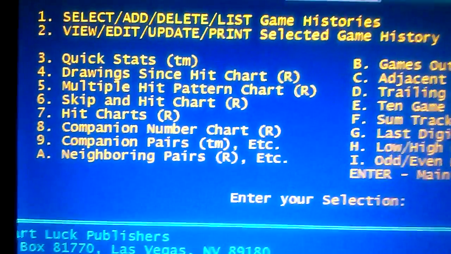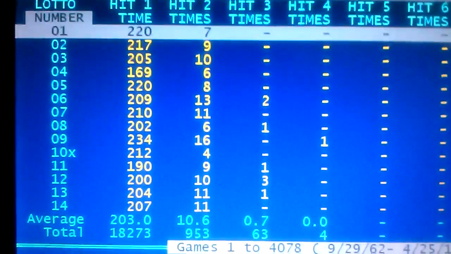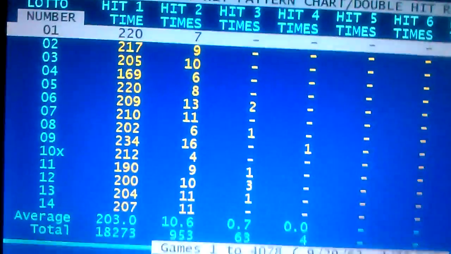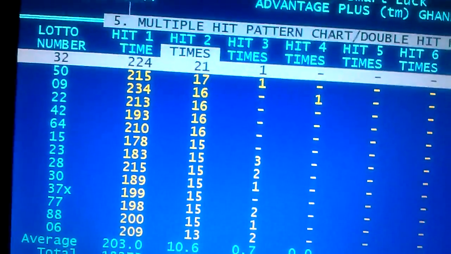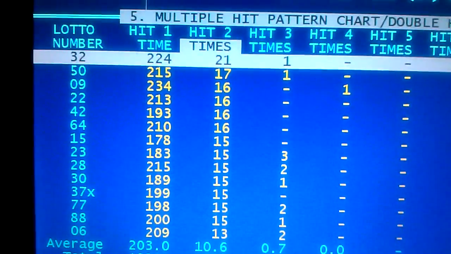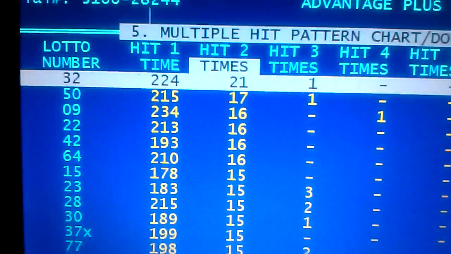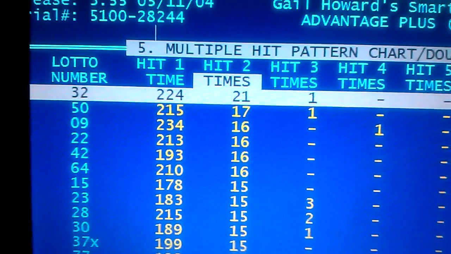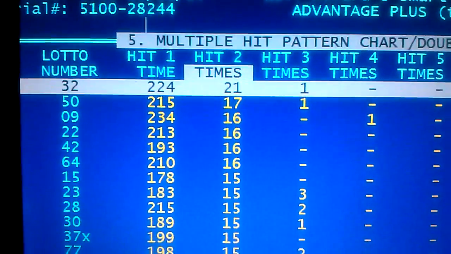Multiple hit, that's when the number hits, repeats again in the next game. Let's see which number ranks supreme in the Ghana lottery. Okay, we see where lottery number 32 has hit back to back 21 times.